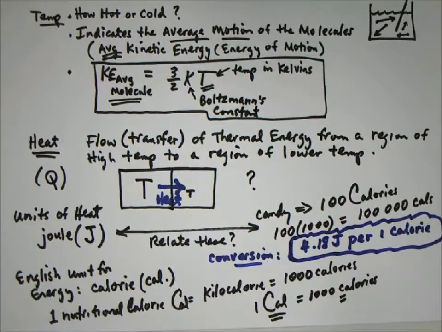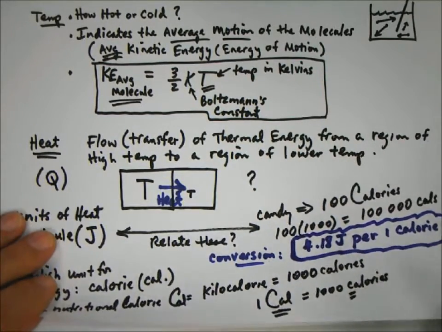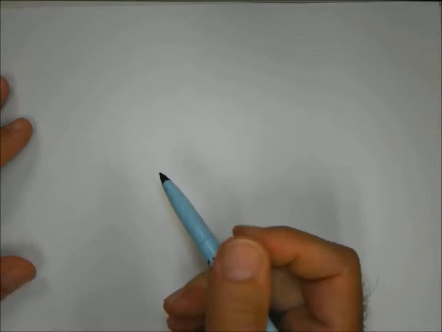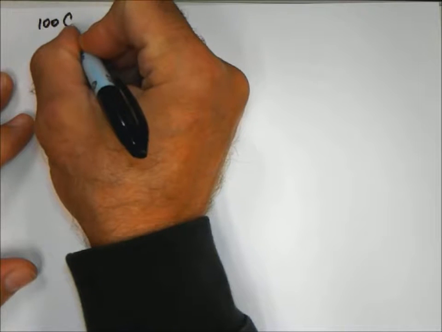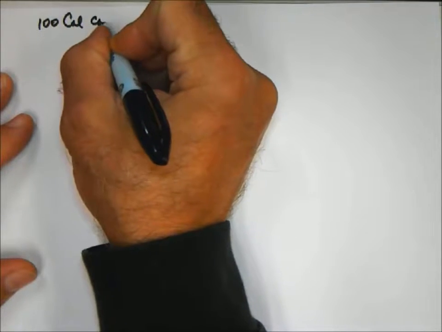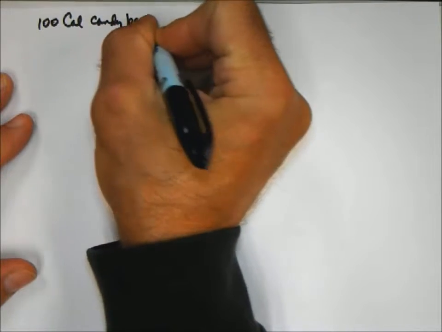Okay, I'm going to turn the page, and we'll see how that works. Let me get this straightened up here. Okay, let's get back to our 100-calorie candy bar. So here we are again. We have our 100 big-calorie candy bar, and we want to find out how many joules of energy is stored in that candy.